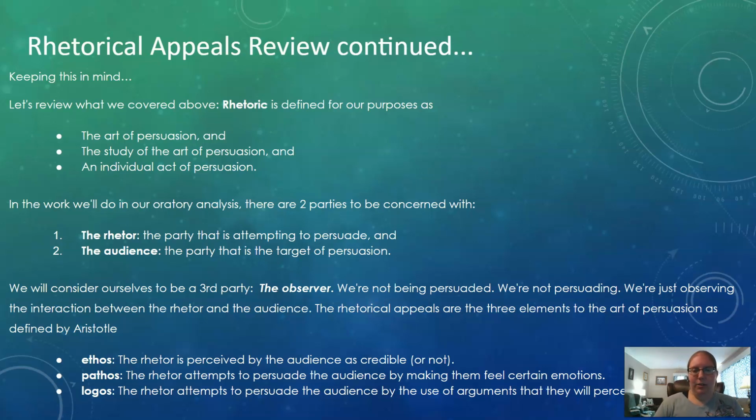So the rhetorical appeals are the three elements to the art of persuasion as defined by Aristotle, which is ethos, ethical appeal, is perceived by the audience as credible or not. Pathos, the rhetor attempts to persuade the audience by making them feel certain emotions, or emotional appeal. And logos, the rhetor attempts to persuade the audience by the use of arguments they will perceive as logical.